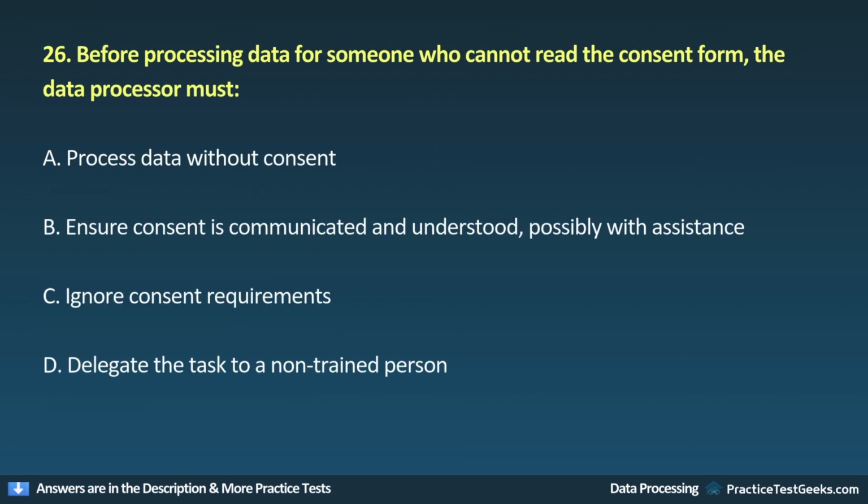26. Before processing data for someone who cannot read the consent form, the data processor must: A. Process data without consent. B. Ensure consent is communicated and understood, possibly with assistance. C. Ignore consent requirements. D. Delegate the task to a non-trained person.